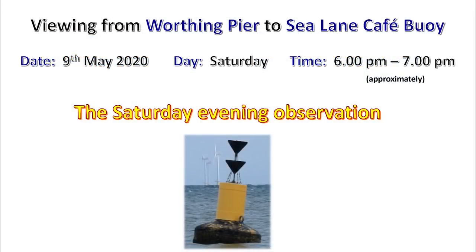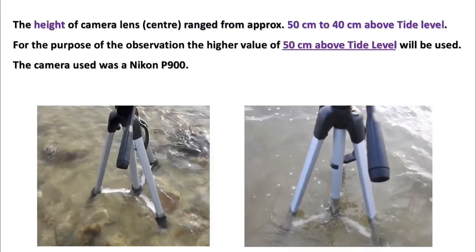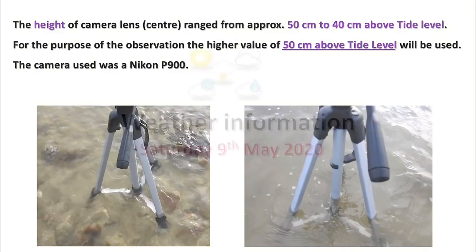Viewing from Worthing Pier to Sea Lane Cafe Buoy, date 9th of May 2020, Saturday, time 6 p.m. to 7 p.m. approximately, the Saturday evening observation. The height of camera lens center ranged from approximately 50 centimeters to 40 centimeters above tide level. For the purpose of the observation, the higher value of 50 centimeters above tide level will be used. The camera used was a Nikon P900.